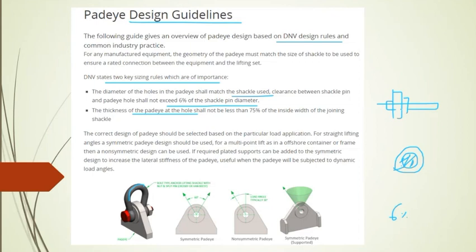This will be the jaw width for this shackle. If we take the plan of 75% of the inside length, the thickness of the padeye shall not be less than 75%. That means this jaw width should be almost 75%. This main plate and cheek plate should be there. The character of the padeye design should be factored based on the particular load application.